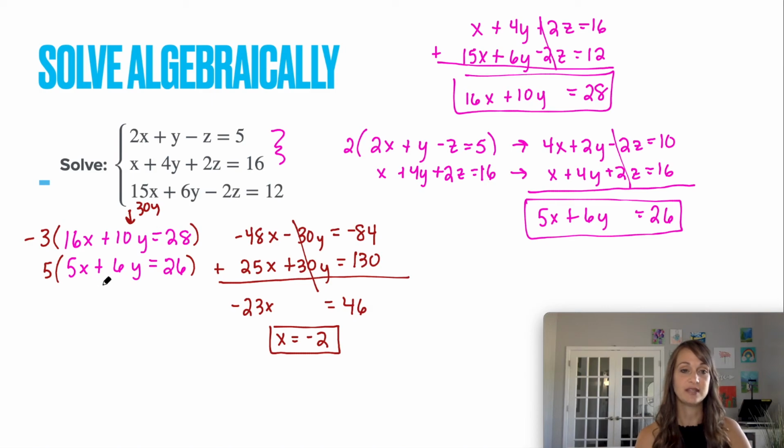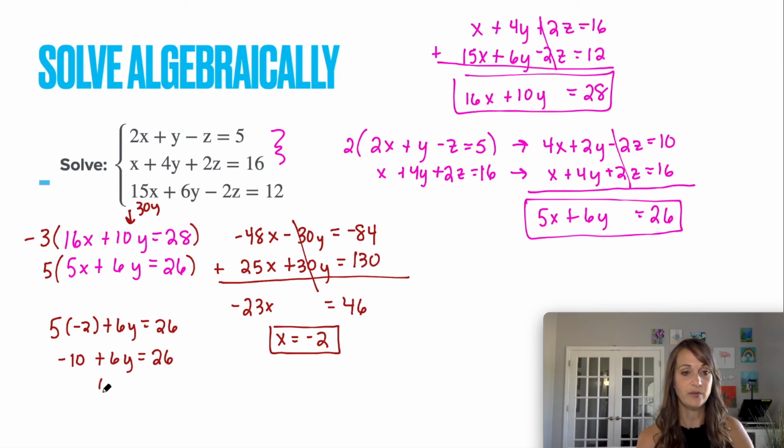But we can easily find y by plugging it back into one of these equations. I'm going to take the bottom equation because the numbers are smaller. So 5x plus 6y equals 26. I'm going to plug negative 2 in for x. 5 times negative 2 is negative 10, plus 6y equals 26. I'm going to add 10 to both sides, and I'll get 36. I will divide by 6, so y equals 6.